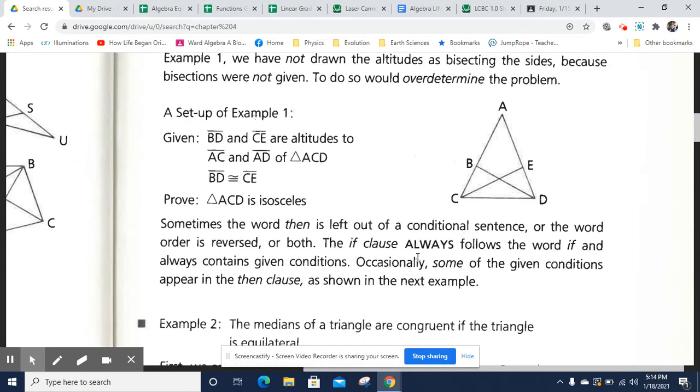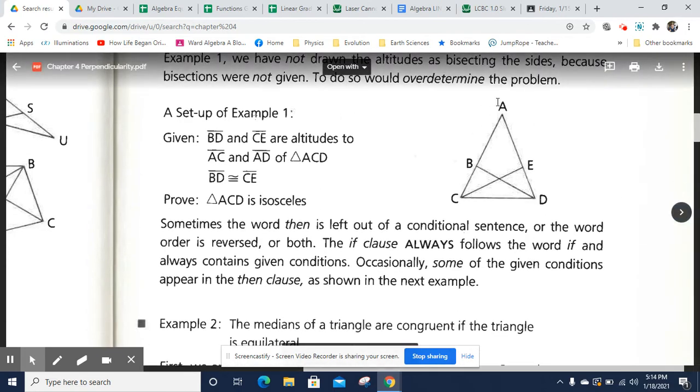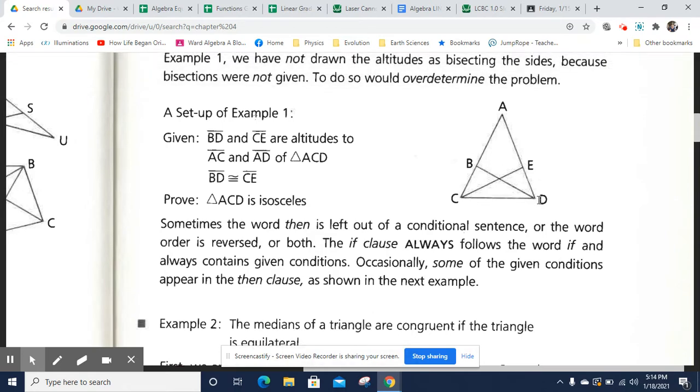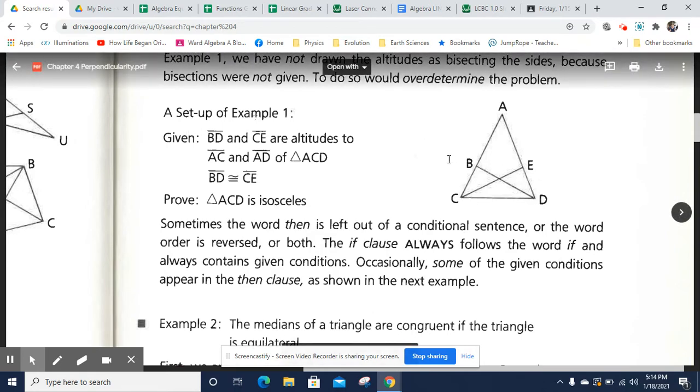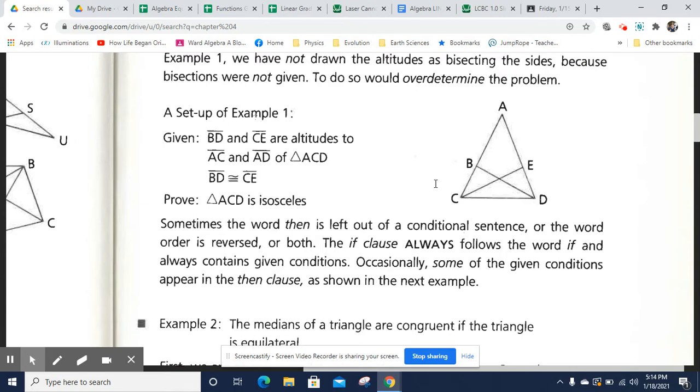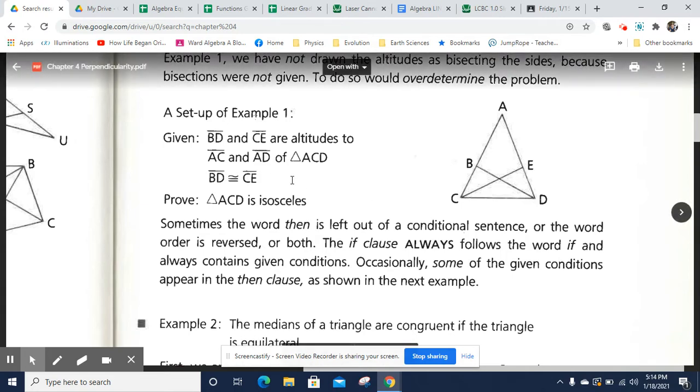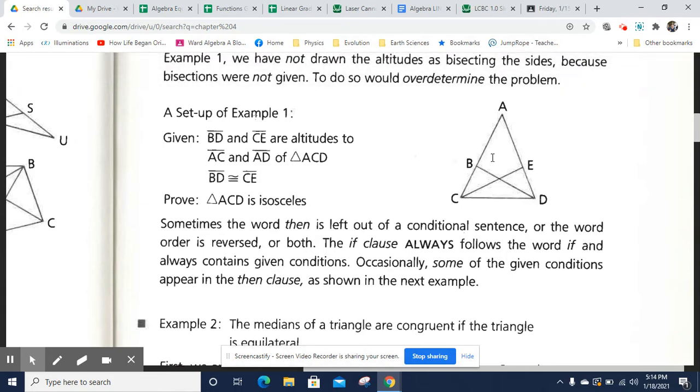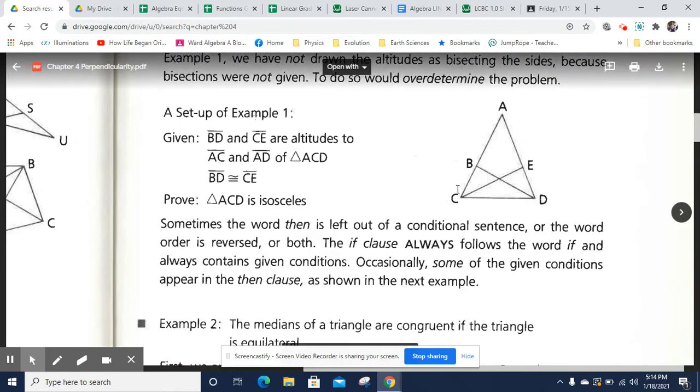So here we have our triangle. We will call it ACD. And we've drawn these two things that are going to be altitudes. So BD and CE are the altitudes. And BD and CE are congruent because that was one of the conditional statements. So we can prove that this is isosceles with this information. So we know that BD is congruent to CE.